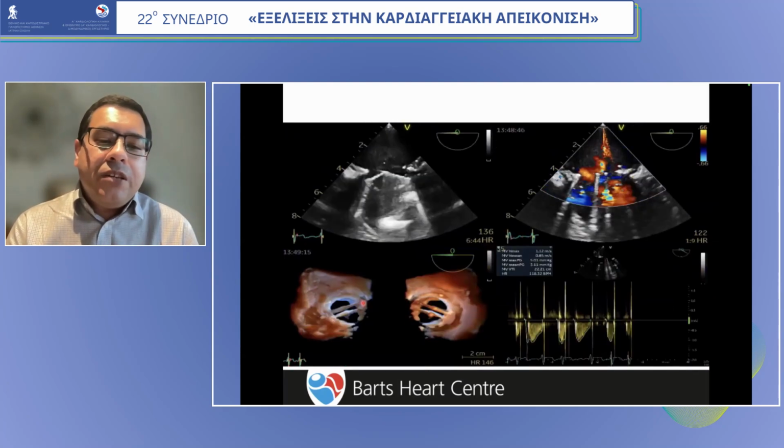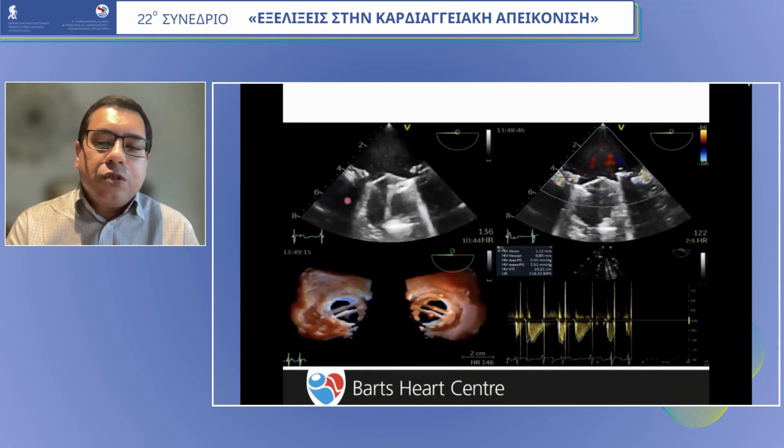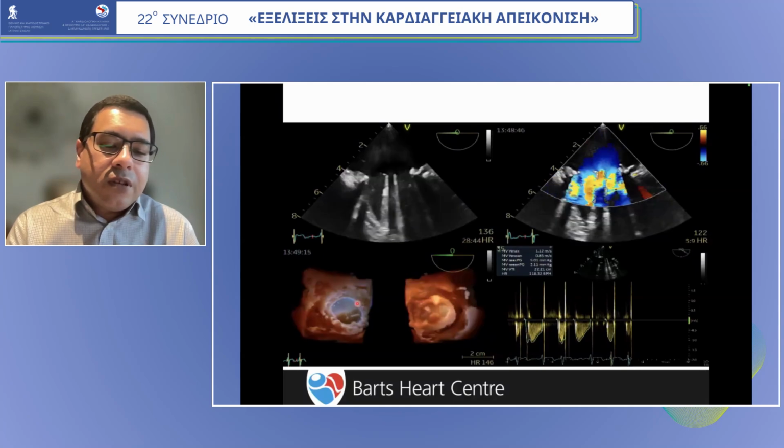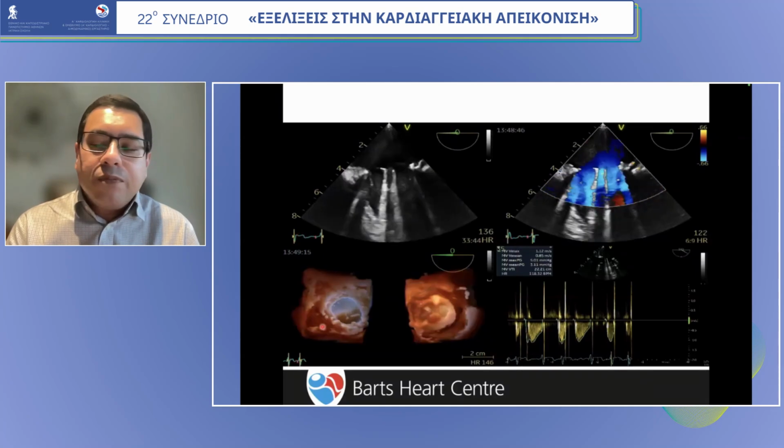And we repeated the TOE once we'd done that to check the clot had resolved. You see the discs are moving, the clot had all resolved, and color flow is normal. We can see it on a 3D view as well.